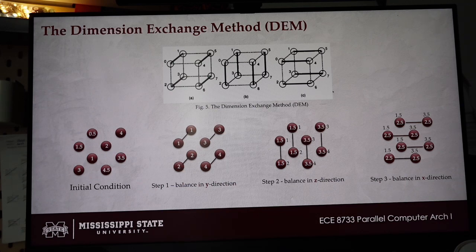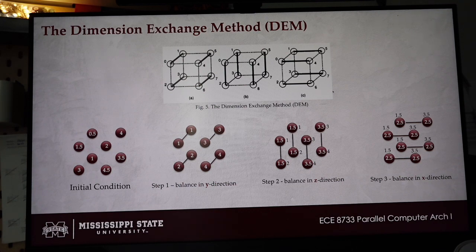They are not balanced. And then let's move to step 1, which is the balancing in the y direction. In the y direction, we can see the balancing being done. 1.5 will be added to 0.5, and then the total will be 2, and then they will average out so these two processors will become 1.